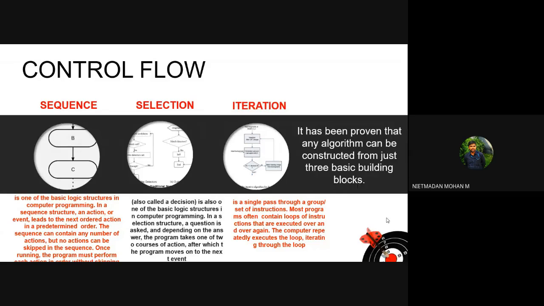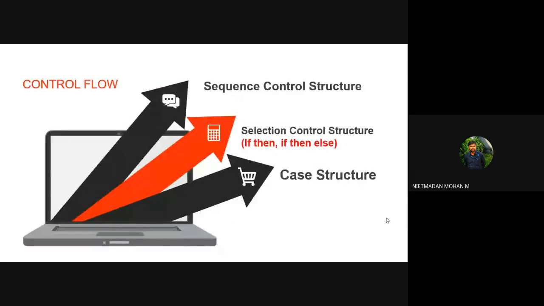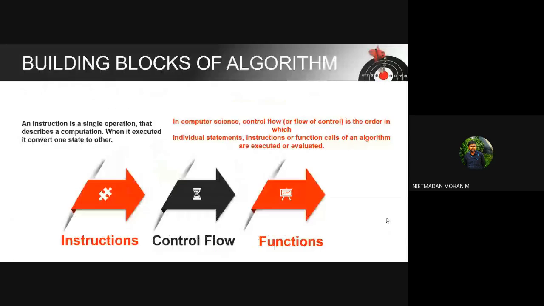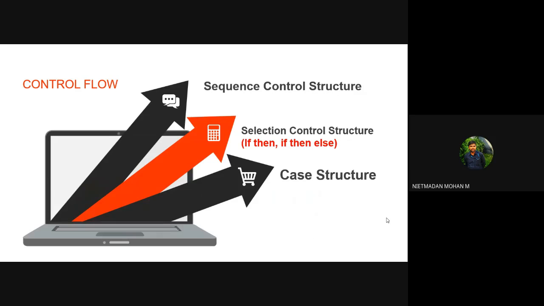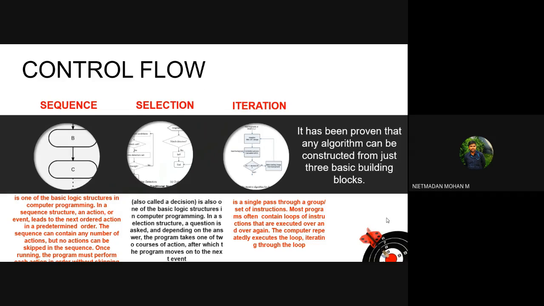No. So once again, I am explaining this. The building blocks of an algorithm consist of three types: instruction, control flow, and function. Instruction we have discussed in the previous class, whatever instructions we give in an algorithm with the help of the start and stop process. And control flow consists of three types, that is sequence, selection, and iteration.